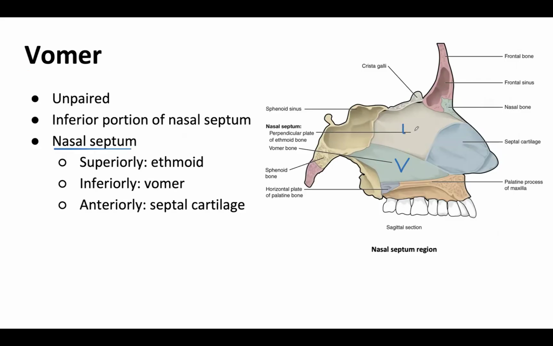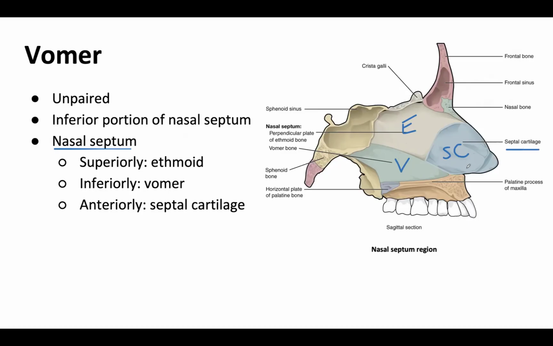Superiorly, this is going to be formed by a projection of the ethmoid bone, called the perpendicular plate of the ethmoid bone. And anteriorly, it is formed by septal cartilage, which is hyaline cartilage. Oftentimes, when someone breaks their nose, it very often involves this septal cartilage rather than the actual bone, although we know it certainly can fracture surrounding bones as well, depending on the severity.